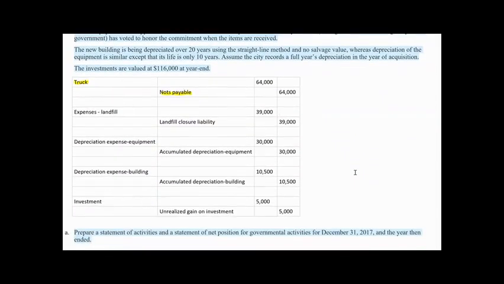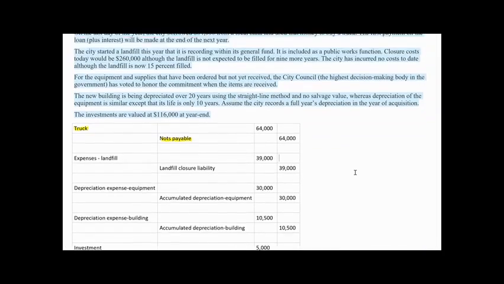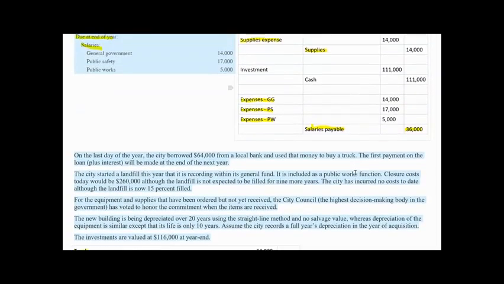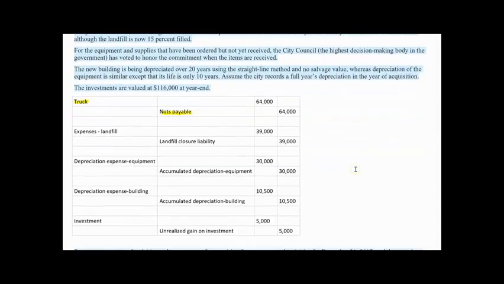All right, so the last one is the investment. The investment is valued at 110,000, based on its original cost of 111,000, which means that the value of the investment increased by 5,000. That will be recognized as an unrealized gain on investment, 5,000.